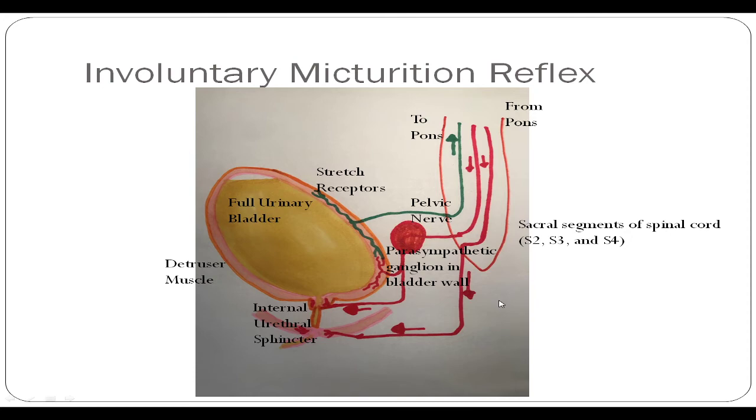Then an efferent signal, or an outgoing signal, excites the detrusor muscle, which you can see here is this thin layer of muscle around the bladder. That muscle is excited and it contracts. At the same time, the internal urethral sphincter relaxes. As the detrusor muscle contracts, the internal urethral sphincter relaxes, and the urine is voided if it is not stopped by your brain, which we will discuss next.